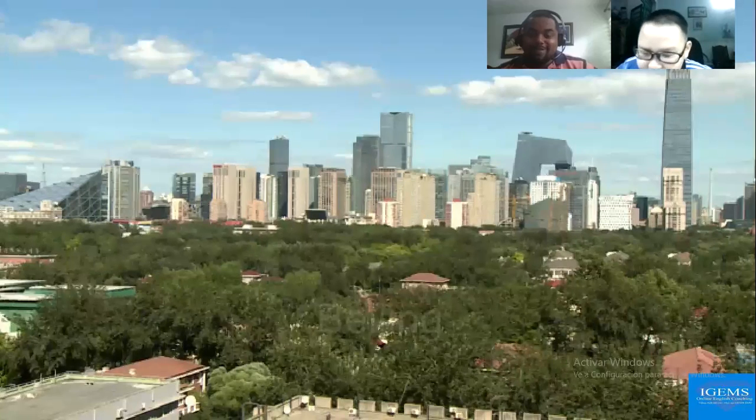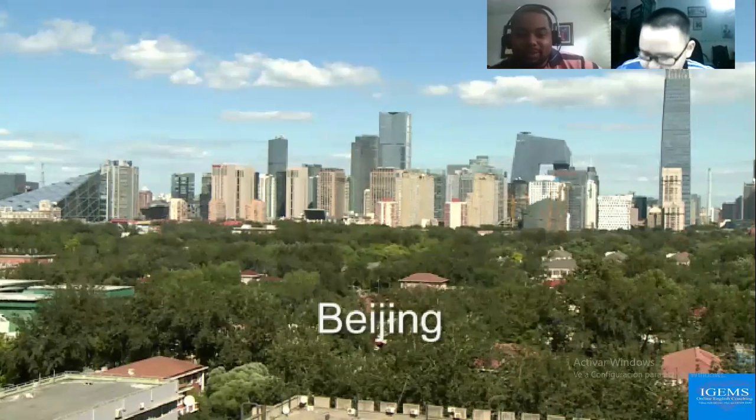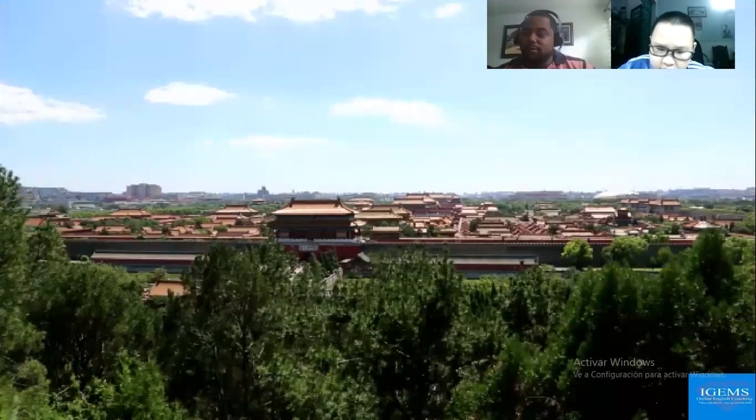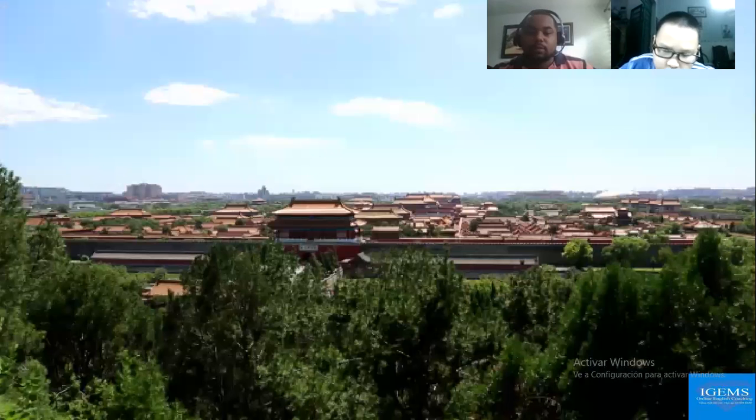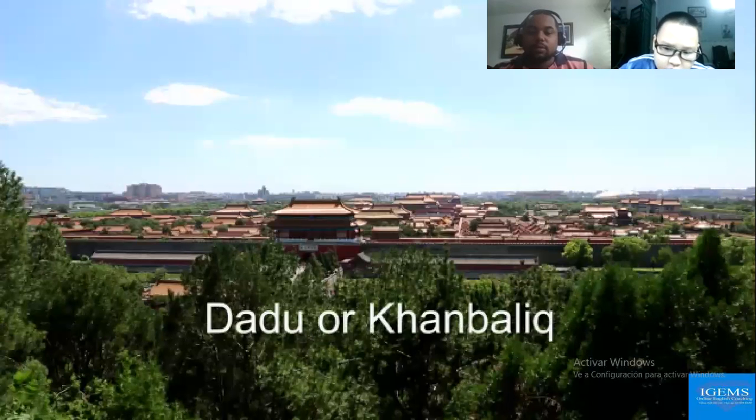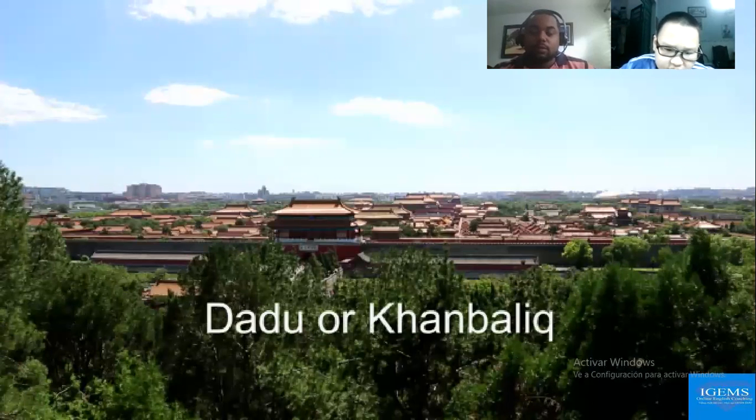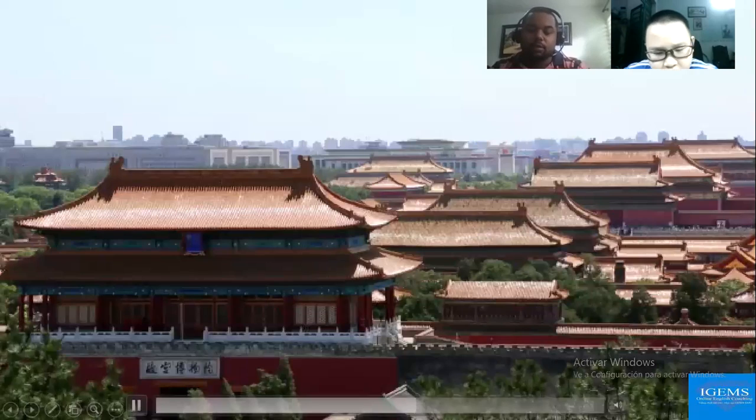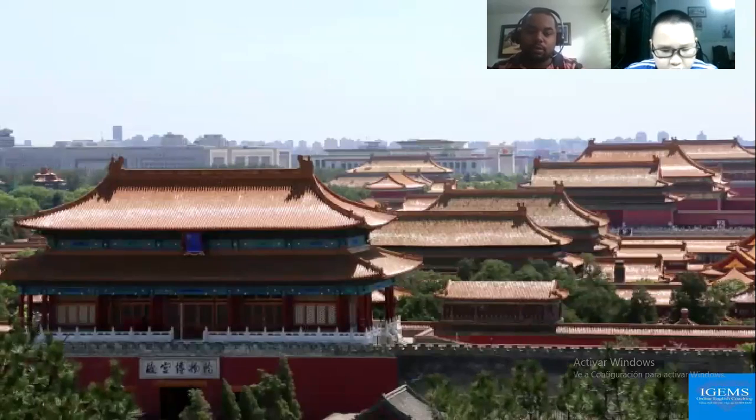This is Beijing today, the capital of China. But in the 13th century, this city was called Dadu, or Khanbalik. The famous ruler of China, Kublai Khan, lived here, and the traveler Marco Polo stayed here when he was in China. It was a very rich city, because a lot of trade happened here.